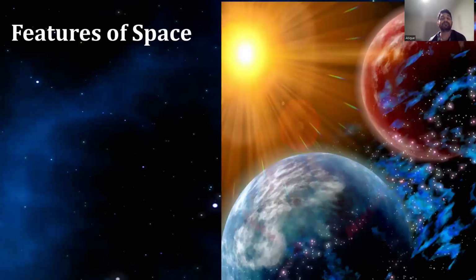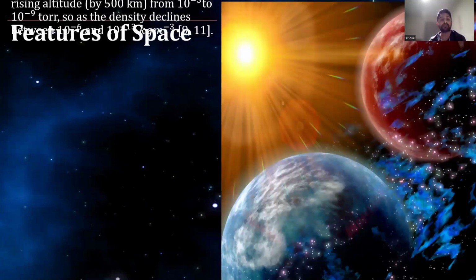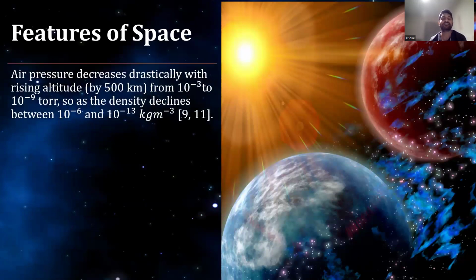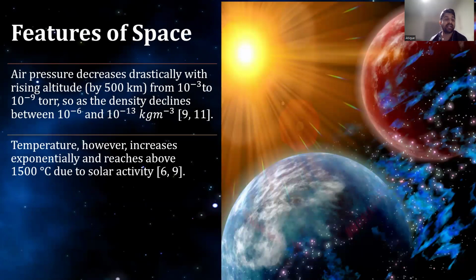To get into the features of space, I would like to start with the air pressure, which decreases drastically with rising altitude, and by 500 kilometers it becomes 10 to the power minus 3 to 10 to the power minus 9 torr. The density ranges between 10 to the power minus 6 and 10 to the power minus 13 kg per meter cube. The temperature, however, increases exponentially, as I mentioned before, in the thermosphere, and reaches above 1500 degrees centigrade, depending upon solar activity.